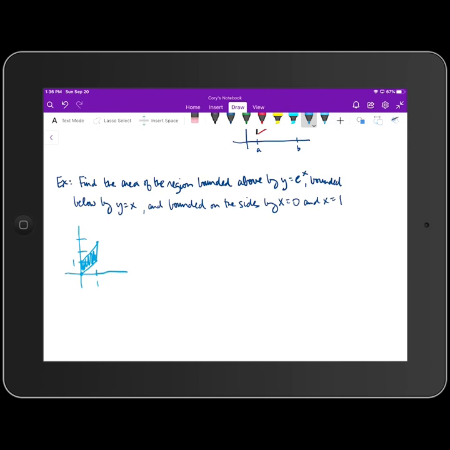Okay, so if we want to compute that, the area is going to be equal to the integral from 0 to 1 of the larger function, e raised to the x power, minus the smaller function x, which we are integrating with respect to x. So we're going to go ahead and take the antiderivative. The antiderivative of e to the x power is e to the x power, minus the antiderivative of x, which is x squared over 2. And then we're going to evaluate that at our limits of integration, which are 0 and 1.